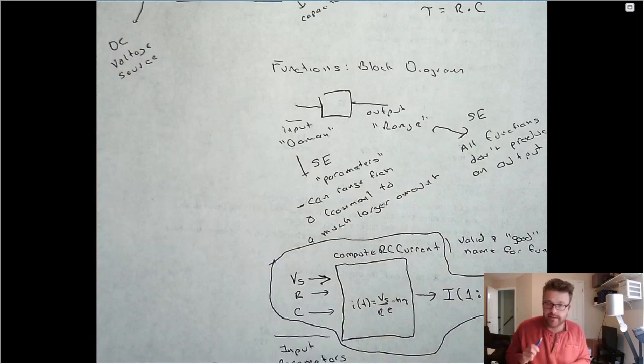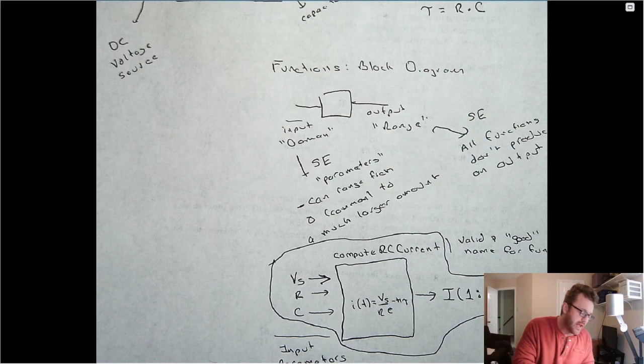It's valid because it contains only letters, numbers, and underscores. That is particular syntax for the MATLAB language. And it starts with a letter. It's good because it's descriptive of what this function is actually doing. So that's kind of like how a function block diagram would work.